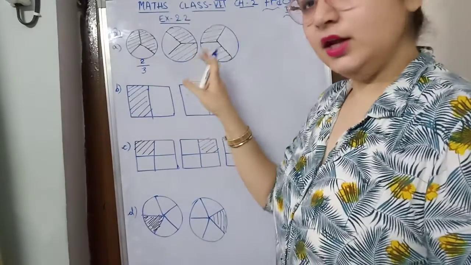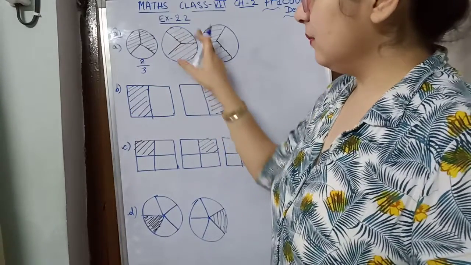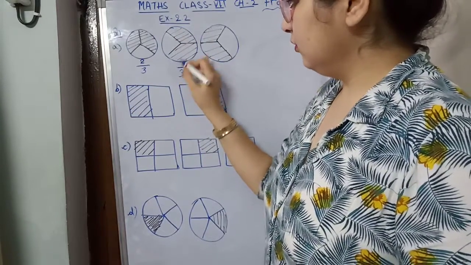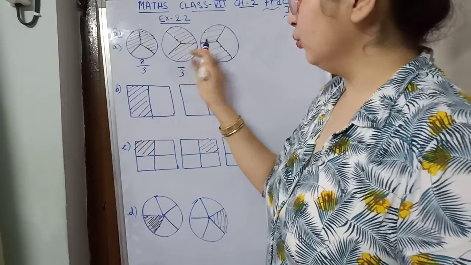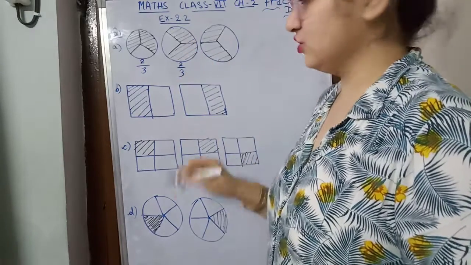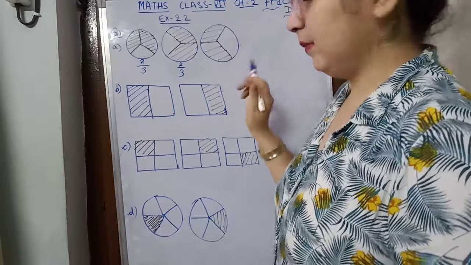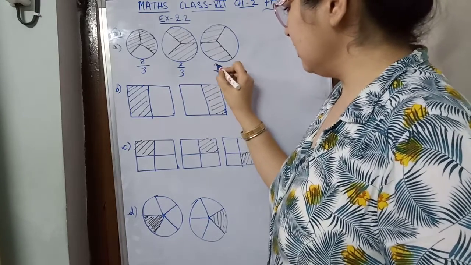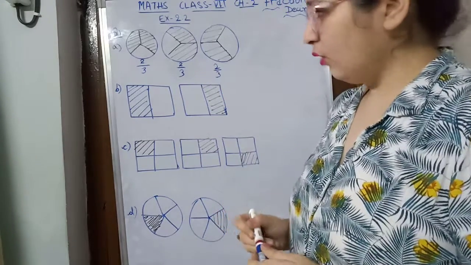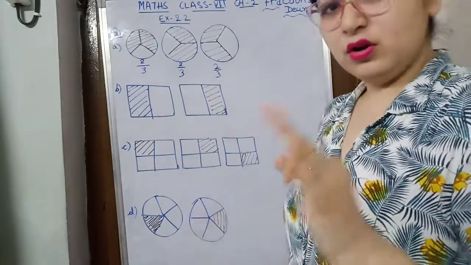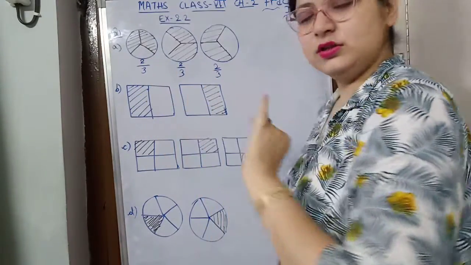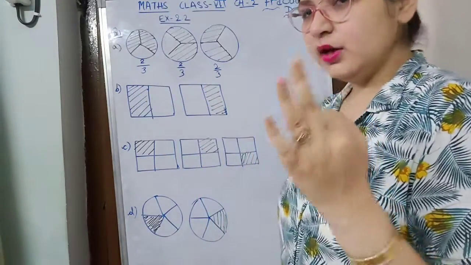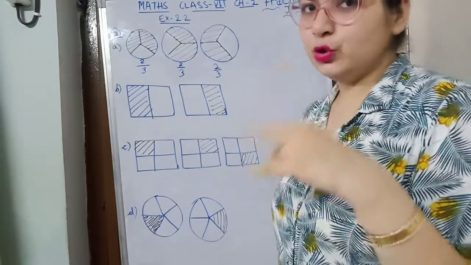Again come to this side, again 3 parts are there, and out of 3, 2 parts are shaded, so we will write 2 upon 3 as a fraction. Here also 1, 2 and 3 parts are there and 2 parts are shaded, so 2 upon 3. In all the 3 circles, 3 parts are there, and out of 3, 2 parts are shaded.